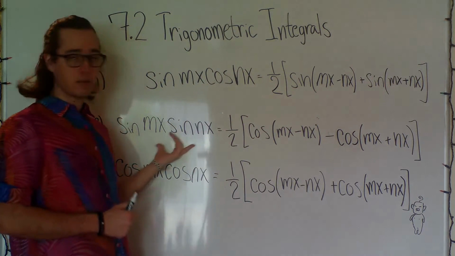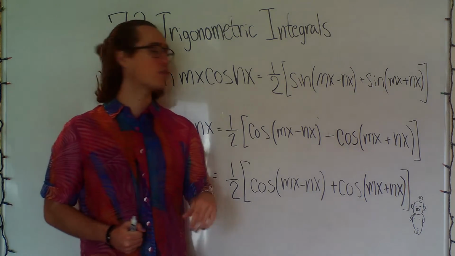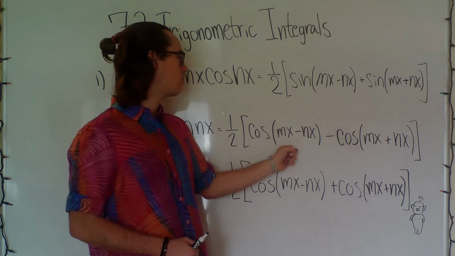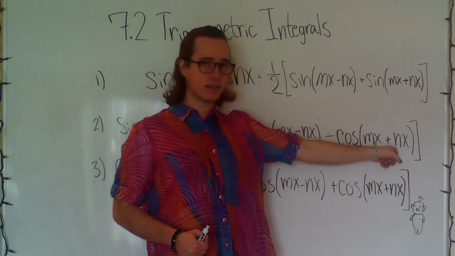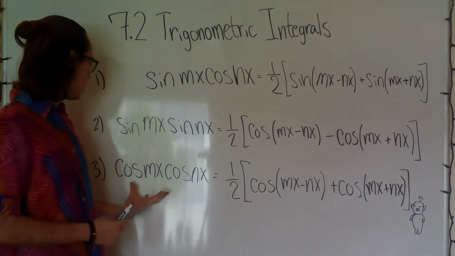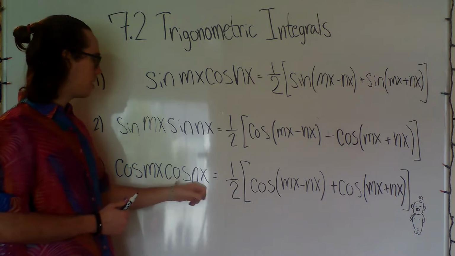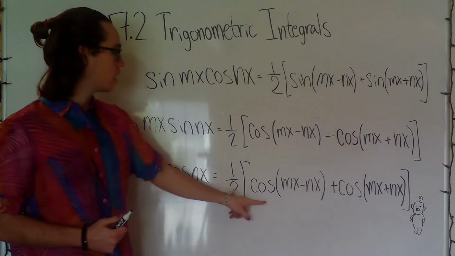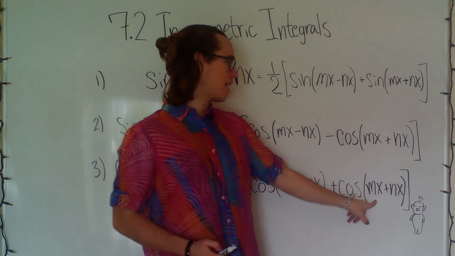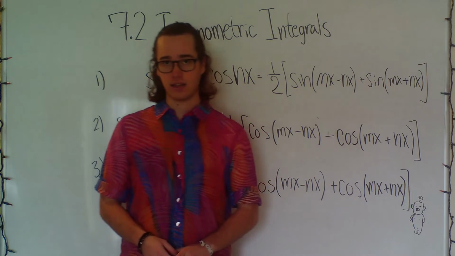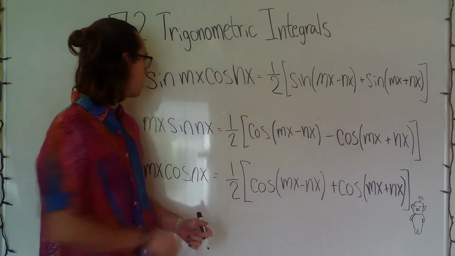Alright, now if we had double sines, sine mx times sine nx, that is equal to 1/2 cosine of mx minus nx minus cosine of mx plus nx. Finally, if we had double cosine, cosine mx times cosine nx, this is going to be equal to 1/2 cosine of mx minus nx plus cosine of mx plus nx.